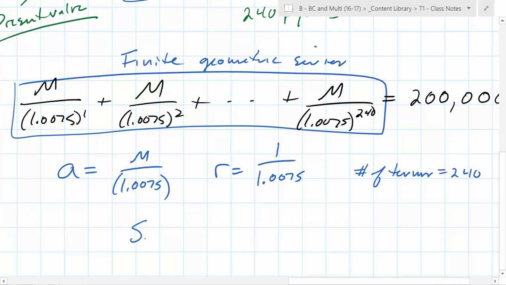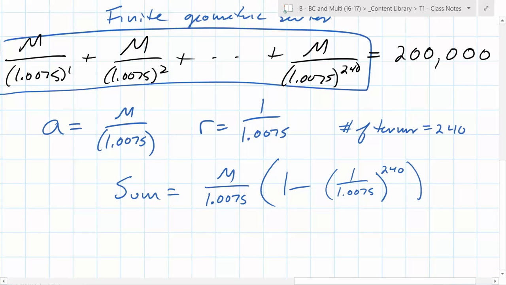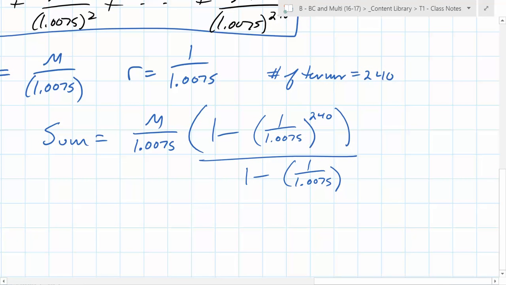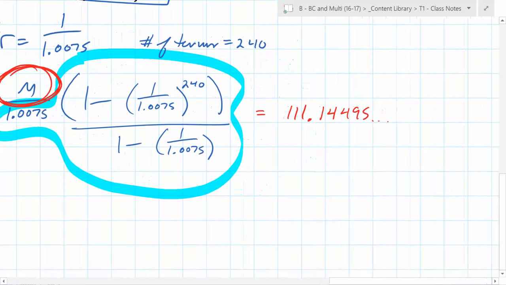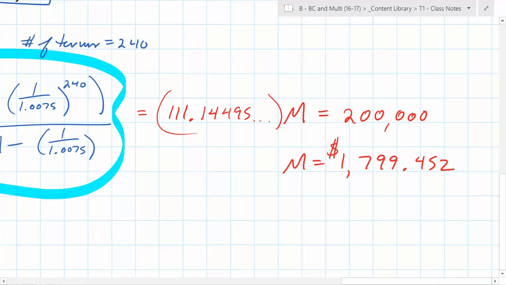So if we want this sum, how do you figure out what the sum is? It's A times, so M over 1.0075 times 1 minus 1 over 1.0075 to the 240, all over 1 minus 1 over 1.0075. Exactly. What do we think of this so far? The M is right there. But that is equal to 200,000. So then you get M is equal to, I think, like 1,799 something? 1,799.452. Excellent, right there.